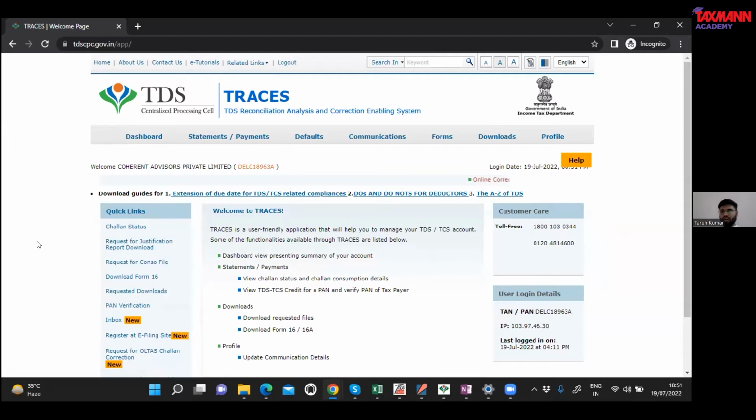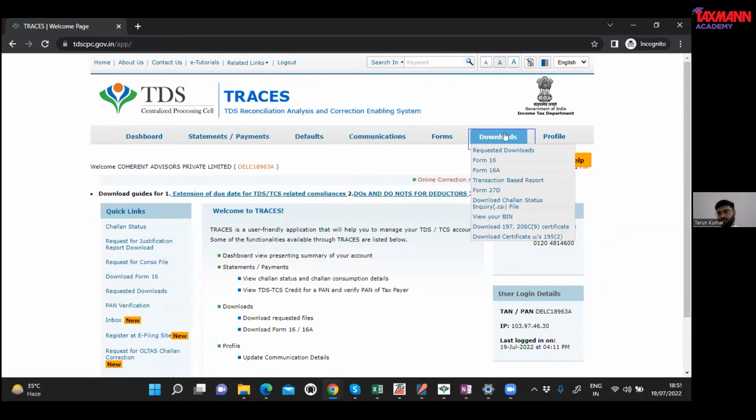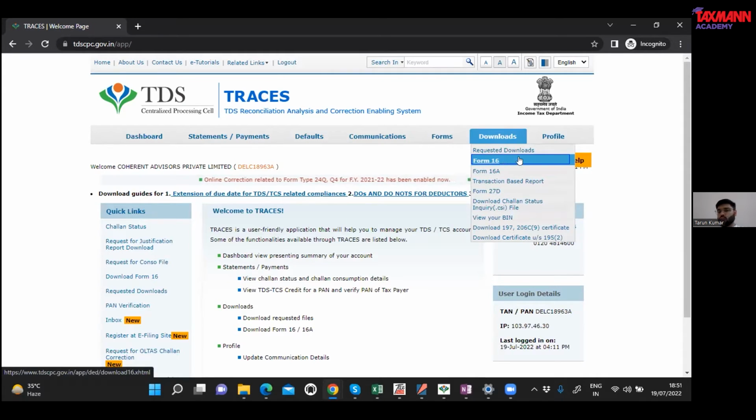So I have logged in. You need to go to the download section. Here you are getting the option to submit the request to download form 16 and form 16A. Form 16B, 16C, 16D, and 16E are not there, right? So this login will be used to download form 16 and 16A.